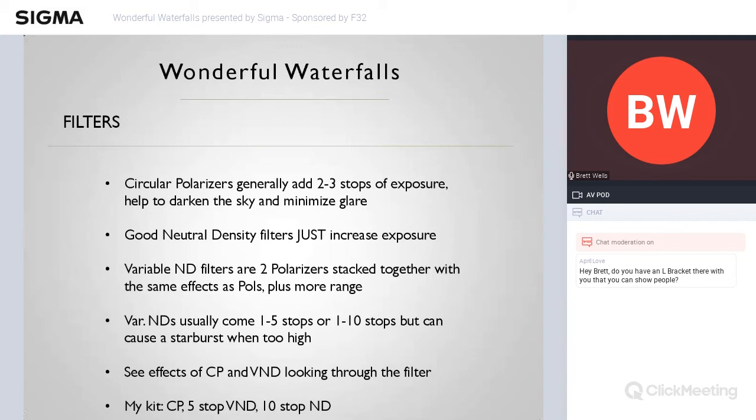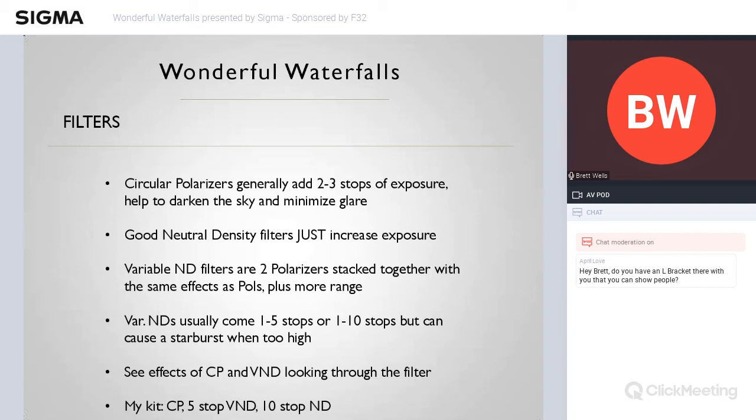So for one, it helps us with waterfalls because it just takes away light and increases our exposure. Two, it will help to darken the sky. It deepens the blue of the sky. It helps to absorb some of the light that's causing glare in the sky. It also helps minimize reflections or glare off of the surface of the water. So if you have a pool of water at the bottom of a waterfall, then a circular polarizer can help you see through that water.